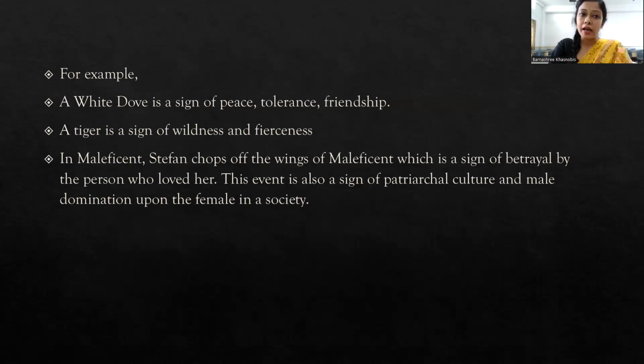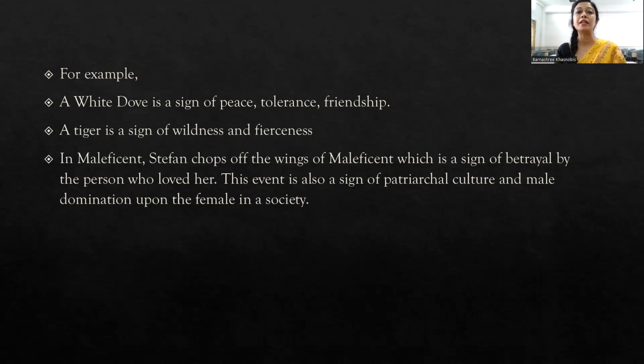Then, a white dove is a sign of peace, tolerance, friendship. A tiger is a sign of wildness and fierceness. So, in the film Maleficent, when you watch the film, you will notice that Stefan chops off the wings of Maleficent. That is the sign of betrayal, and that is also a sign of patriarchal culture or the male domination on the female, on women.